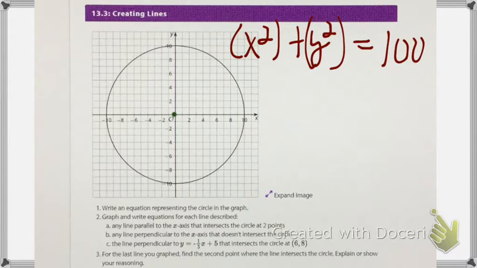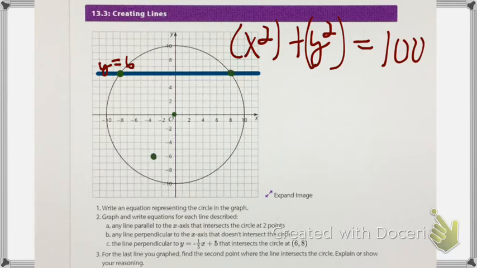So they're asking us to take a look at a couple different situations. So let's take a look at those situations. Any line parallel to the x-axis that intersects the circle at 2 points. Parallel to the x-axis. You can just check. Let's see, I'm just going to make one right here. I'm going to choose that line right there. We need to choose y equals 6. So parallel to the x-axis, it's y equals 6. And I can take a look at the points on that line. I can say it looks like it hits right here and right here.